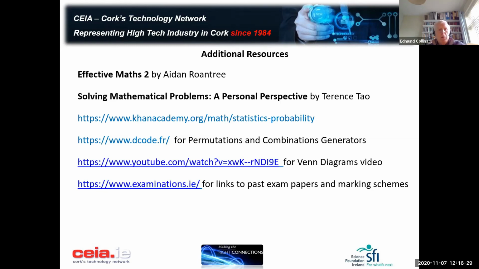Obviously, Aidan Rowntree spoke there. Effective Maths is a good resource. There's 2 books, Effective Maths 1 and Effective Maths 2. Probability is covered in Effective Maths 2.